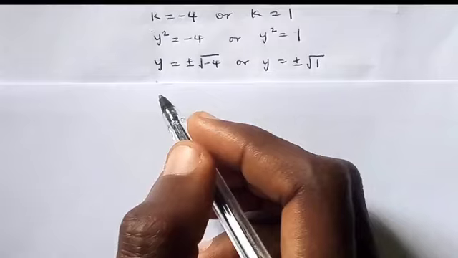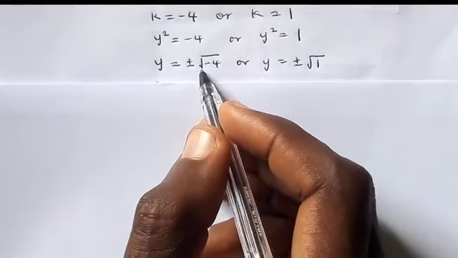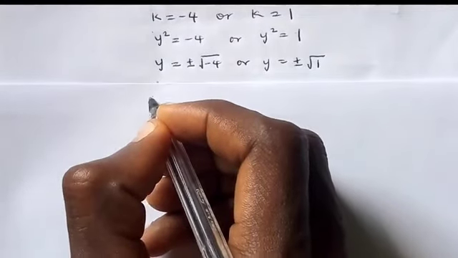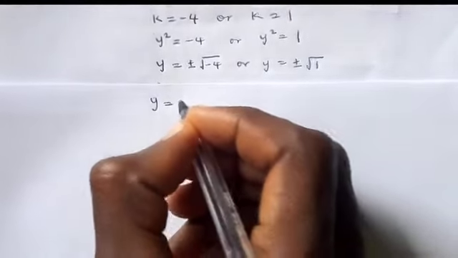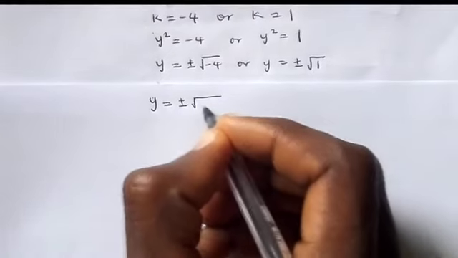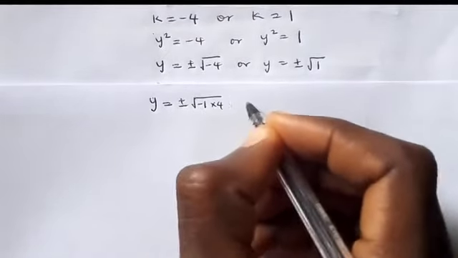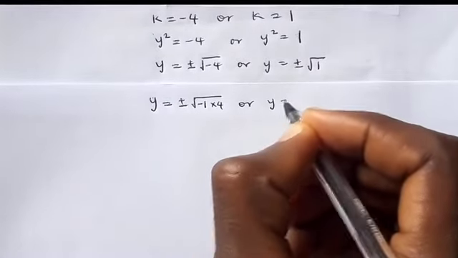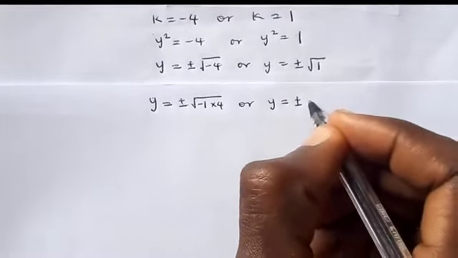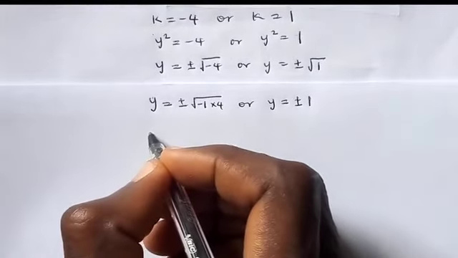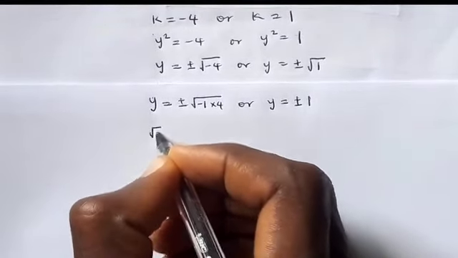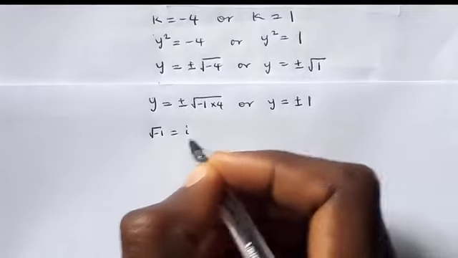Now, by introducing square root to both sides, that will be y equals plus or minus square root of minus 4, or y equals plus or minus square root of 1. Now, to find this square root of minus 4, this will be y equals plus or minus square root of minus 1 times 4, or y equals plus or minus square root of 1, that is 1. And for this one, remember that square root of minus 1 is equal to i, which is a complex number.